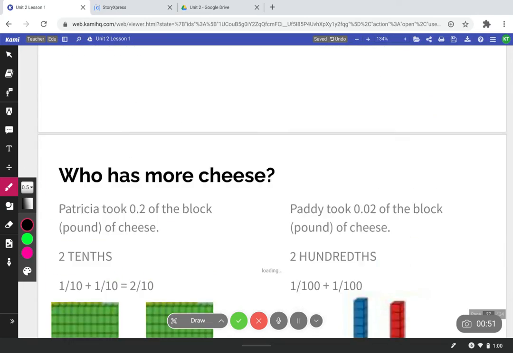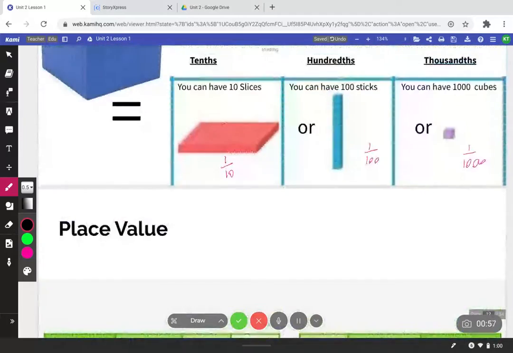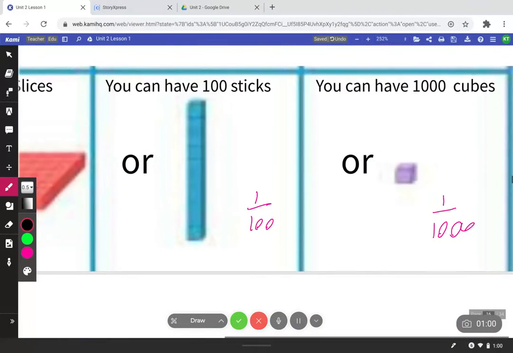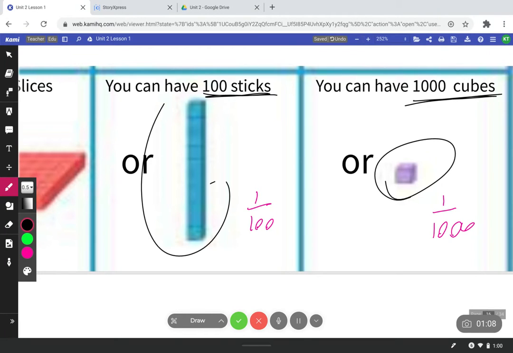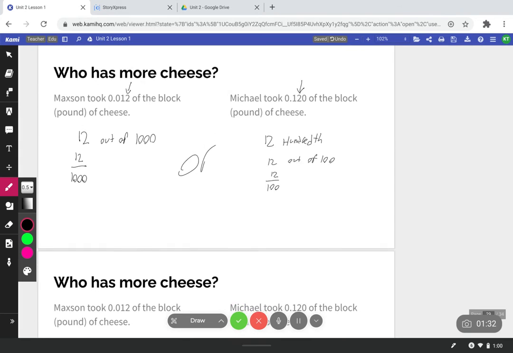Let's go back up to the picture and see. So here are the thousandths, and here are the sticks, the hundredths. Would you rather have 12 cubes or 12 sticks? Which one is more? Just looking at it, we know that the sticks are bigger, so if you have 12 of these, you have more than if you have 12 cubes. 12 out of 1,000 or 12 out of 100. What would you rather have? Which is more?